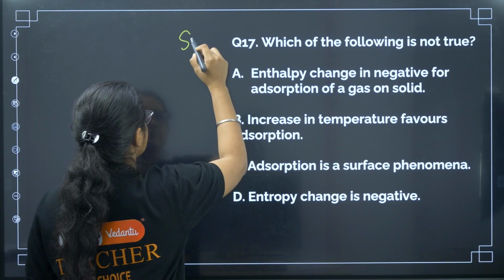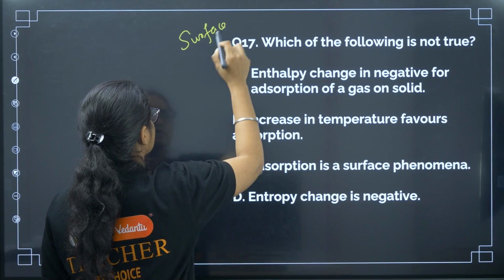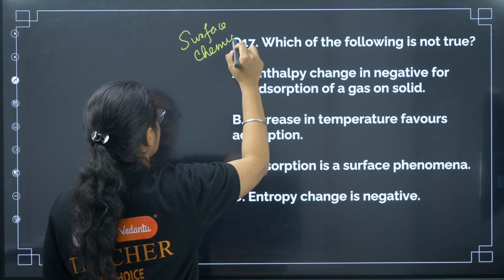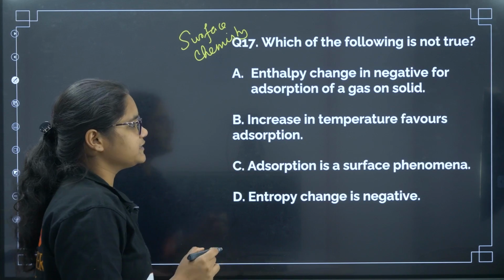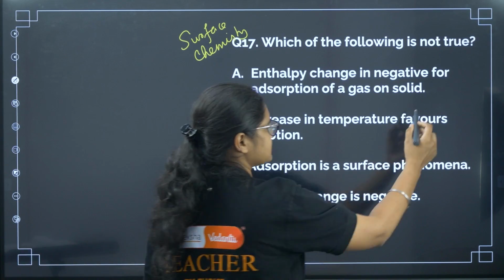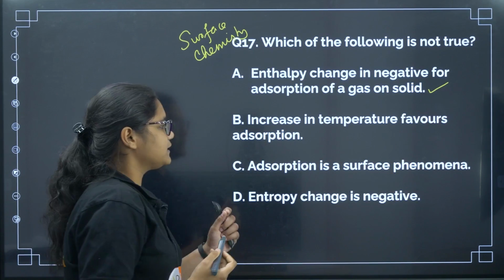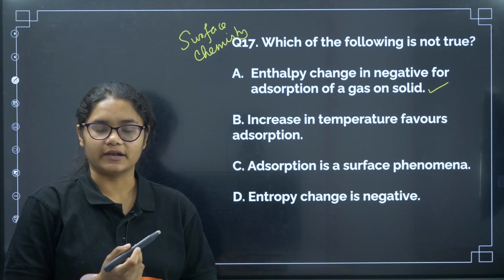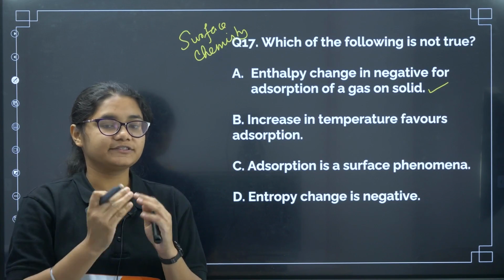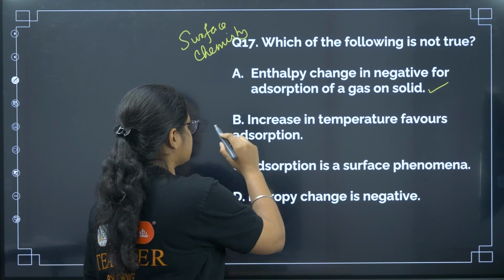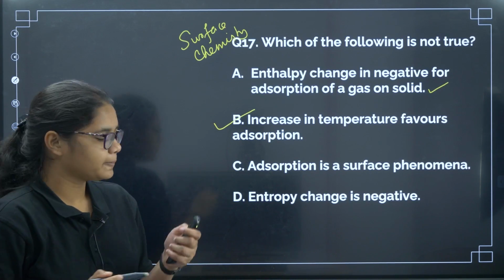Okay, so this question is from surface chemistry. This is also a deleted portion. The enthalpy change is negative for adsorption of a gas on a solid. This is correct. Increase in temperature favors adsorption. This is incorrect. Once the temperature increases, adsorption decreases. So the incorrect statement is option number B.